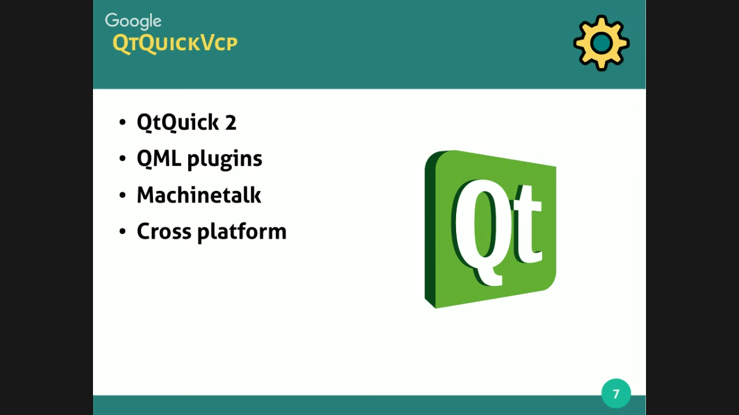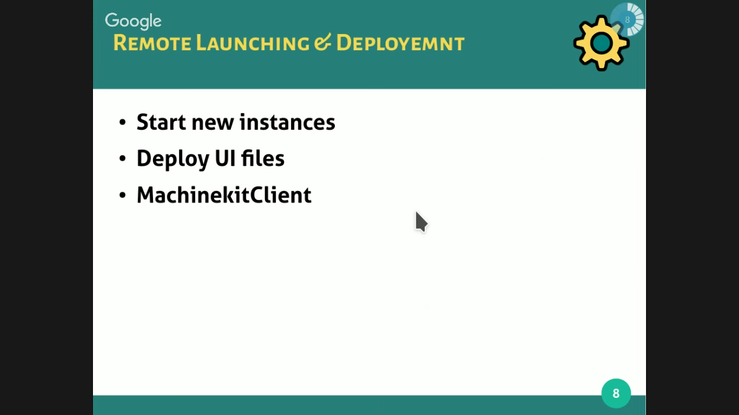It uses the machinetalk API, meaning it uses the CZMQ C++ bindings. It uses the protobuf C++ classes, and it's meant to be a cross-platform UI design language. You get the SDK for all major desktop platforms, and you can target almost everything that runs the user interface. One important design decision of QTQUICK is that you can remotely launch and deploy new instances.